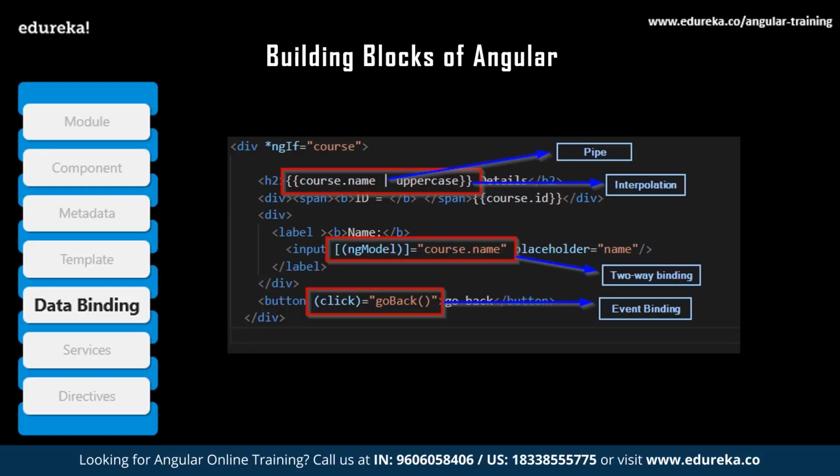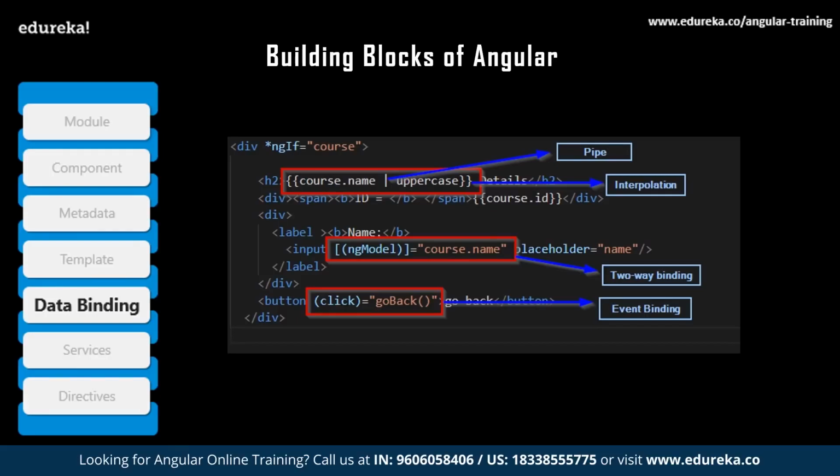Okay, so I was actually talking about pipes. Now you can see over here that I've specified some value within the interpolation brackets, and then I've made use of a pipe in order to convert it to uppercase letters. So all the course names will be changed to uppercase. Not just this, you can also chain pipes, sending the output of one pipe function to be transformed by another pipe function. A pipe can also take arguments that control how it performs its transformation.